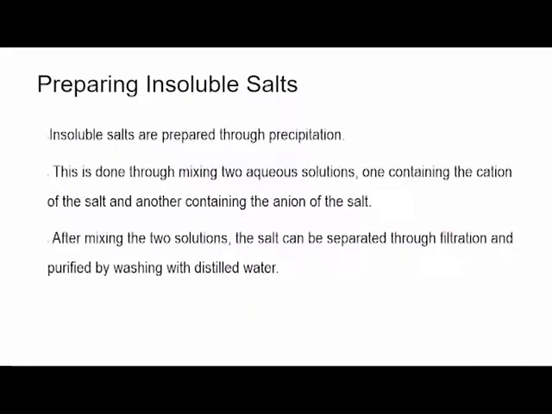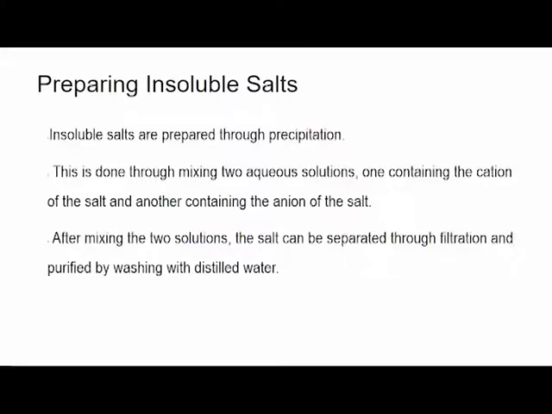The next method is preparing an insoluble salt. Insoluble salts are prepared by precipitation. To prepare an insoluble salt, we need 2 soluble salts. The 2 soluble salts are mixed together, then the reaction will take place, and a precipitate will be formed. The precipitate will be filtered off, washed with distilled water and then dried. Now the precipitate that is formed, that's the insoluble salt.